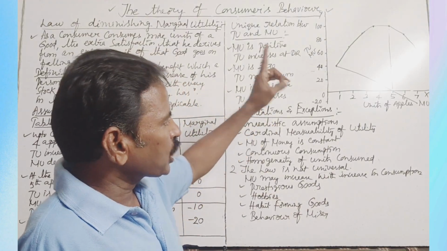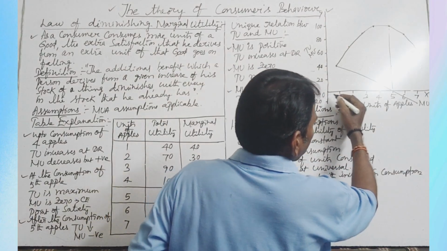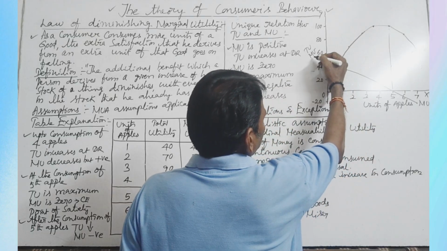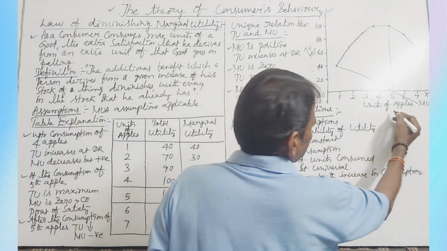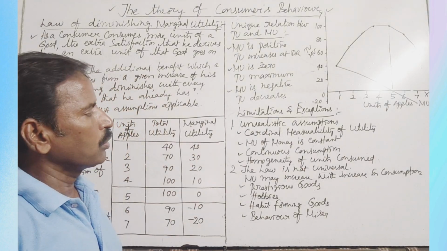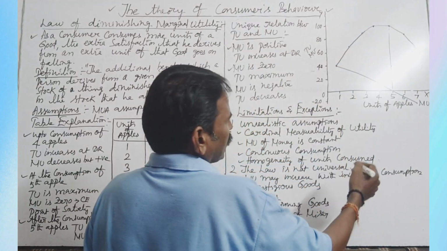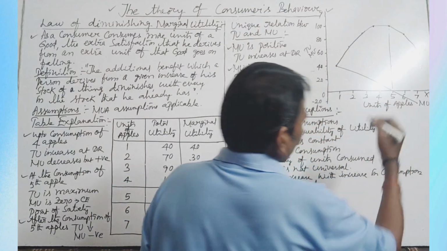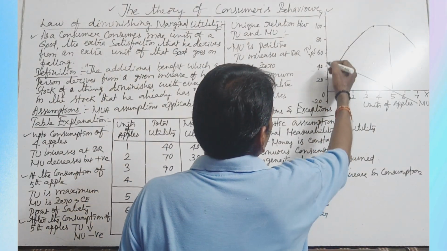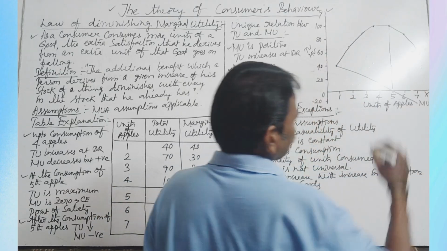So LDMU can be explained with the help of a diagram. Draw an L shape, mark Y, O, X. Total utility and marginal utility are measured on the y-axis, units of apple measured on the x-axis. Based on the information available in the table, we have taken the scale. On the y-axis, 1 centimeter is equal to 20 units, on the x-axis 1 centimeter is equal to 1 unit. So 0, 20, 40, 60, 80, 100, minus 20. On the x-axis 1, 2, 3, and so on up to 7.